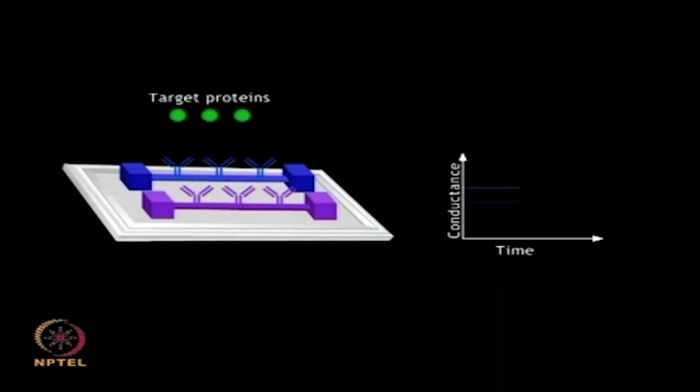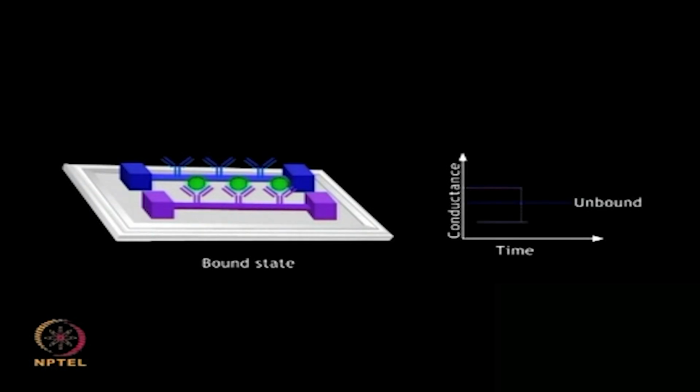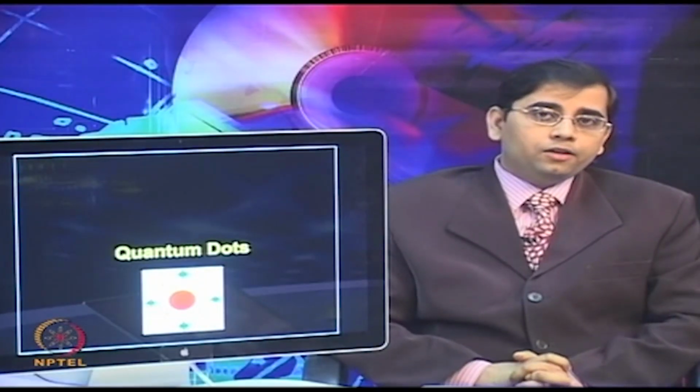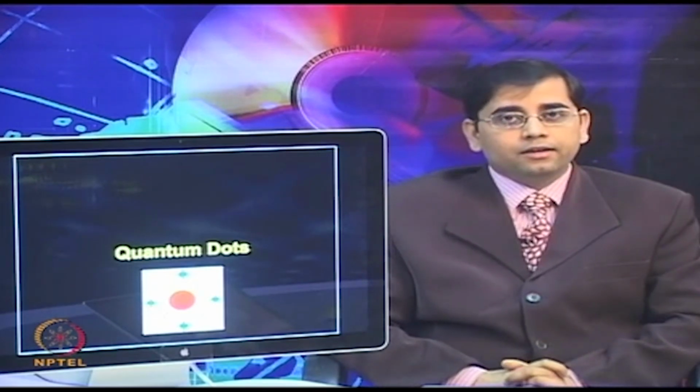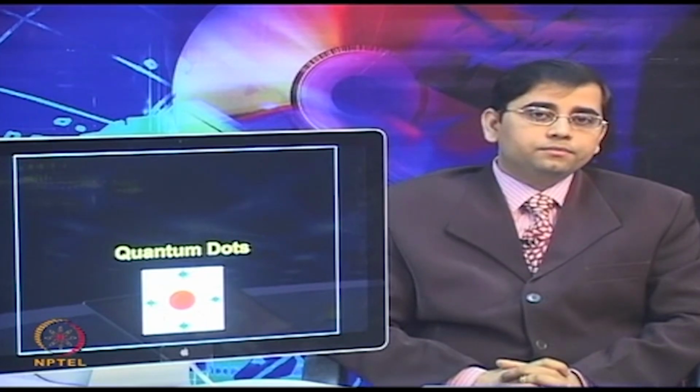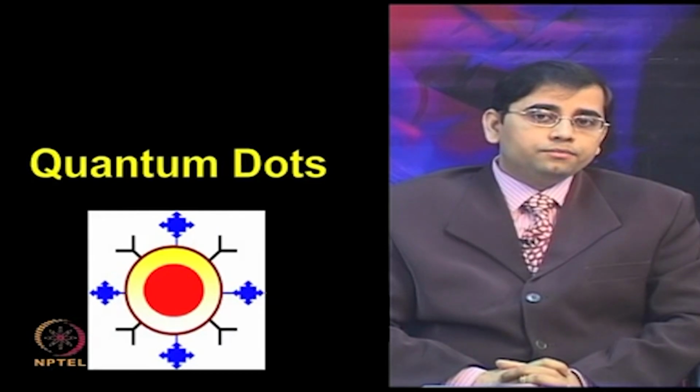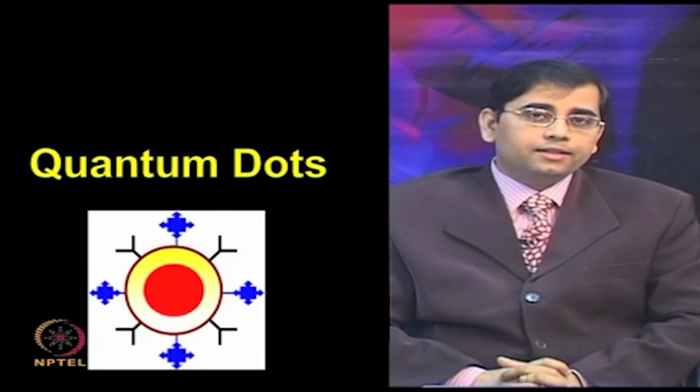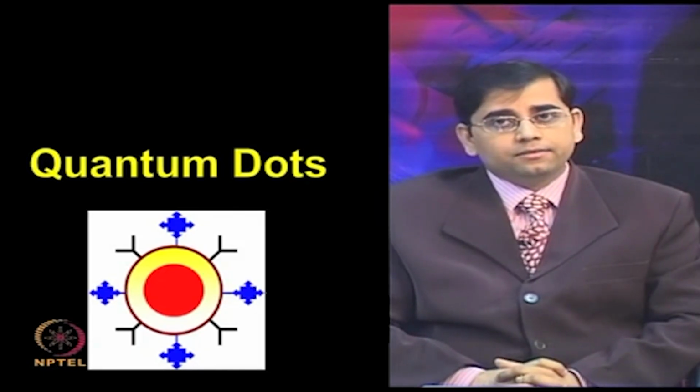Binding of target protein to the antibody is detected by change in the conductance of the silicon nanowire over time, while the conductance of the unbound antibody functionalized nanowire remains unaltered. These devices offer excellent sensitivity in the picomolar to femtomolar range and are capable of detecting molecules even at single particle level. After discussing the principle of silicon nanowire field effect transistors, let us now move on to quantum dots or QDs.